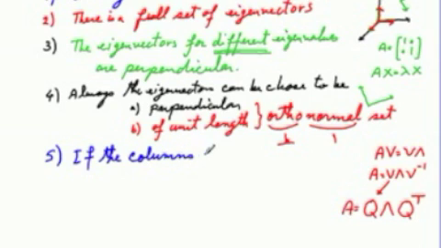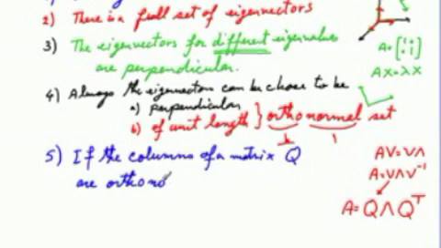If the columns of a matrix Q are orthonormal, then first of all that matrix has an inverse. Second, finding the inverse is trivial. Then Q inverse is the same as Q transpose.